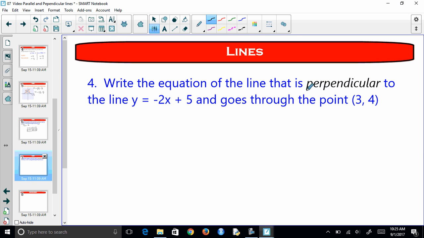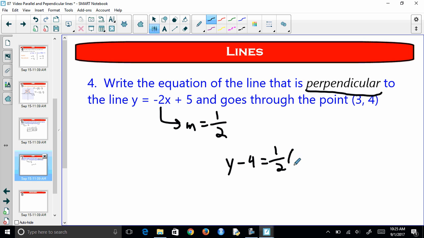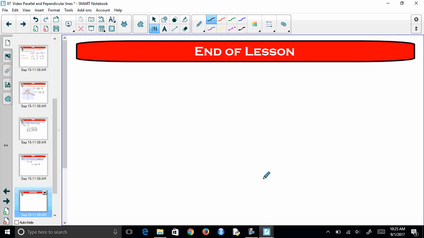If we want to write an equation that's perpendicular to this line, and it goes through the point 3, 4, well, first we look at the slope. That's negative, so this one has to be positive. That's 2, so it has to be 1 over 2. So we'll do the same thing, y minus 4. Now instead, our slope is going to be 1/2 times x minus 3. And that's an equation of a line that passes through point 3, 4 with a slope of 1/2. That's the end of the lesson.